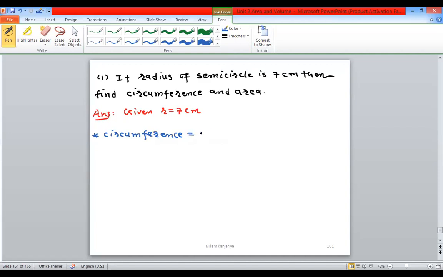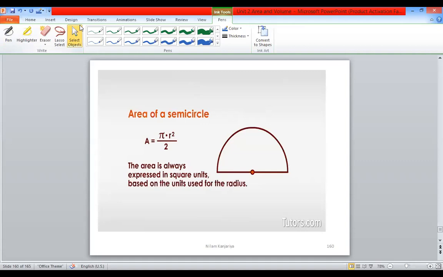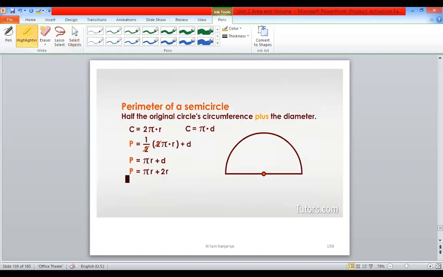Circumference formula, you must remember, it's half of a circle. It's 2 pi r divided by 2, and r is common. So you must remember this last statement. Okay, all the students, please remember this thing. Remember this formula to find the perimeter, the circumference.